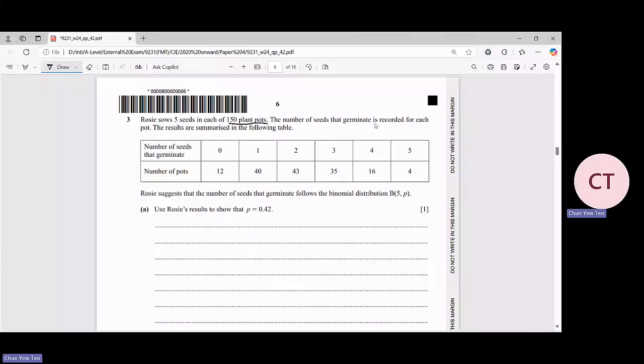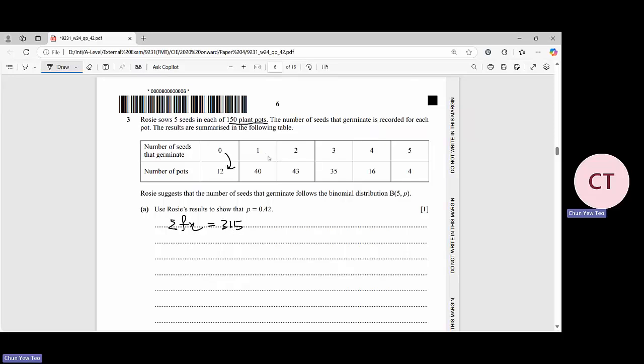The number of seeds that germinate in each pot is recorded. The results are summarized in the following table. And Rosie suggests that the number of seeds that germinate follows the binomial distribution where n is 5 and p is unknown. We want to show that p is equal to 0.42. For these questions, we need to find the mean first. This is the x, this is the frequency, right? So you need to find the sum of the fx.